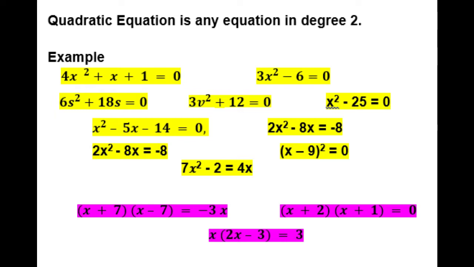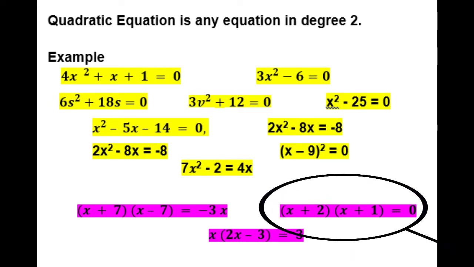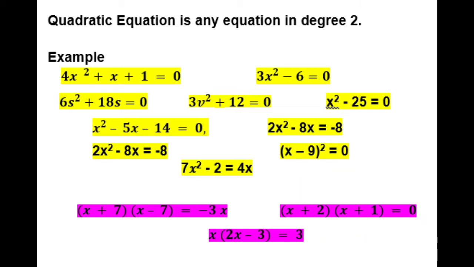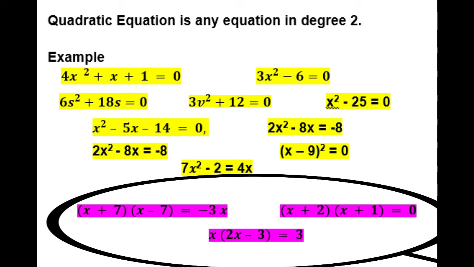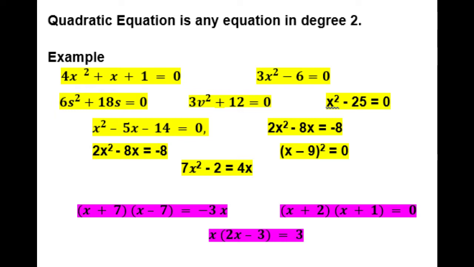But there are quadratic equations which seem to have no exponent of 2. Let's say, for example, the quantity x plus 2 times the quantity x plus 1 is equal to 0. That is still a quadratic equation, but not written in standard form. So what is the standard form of a quadratic equation?